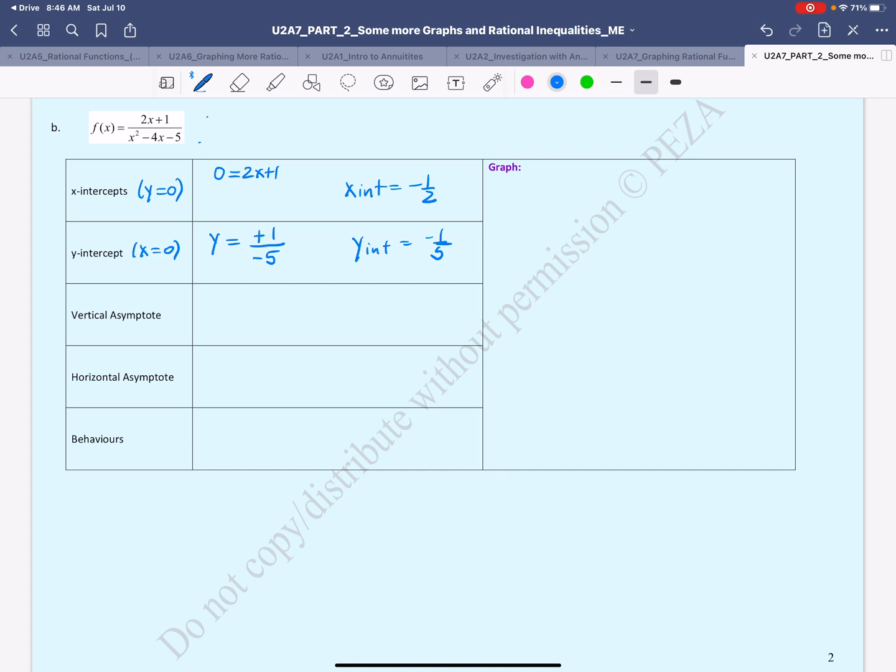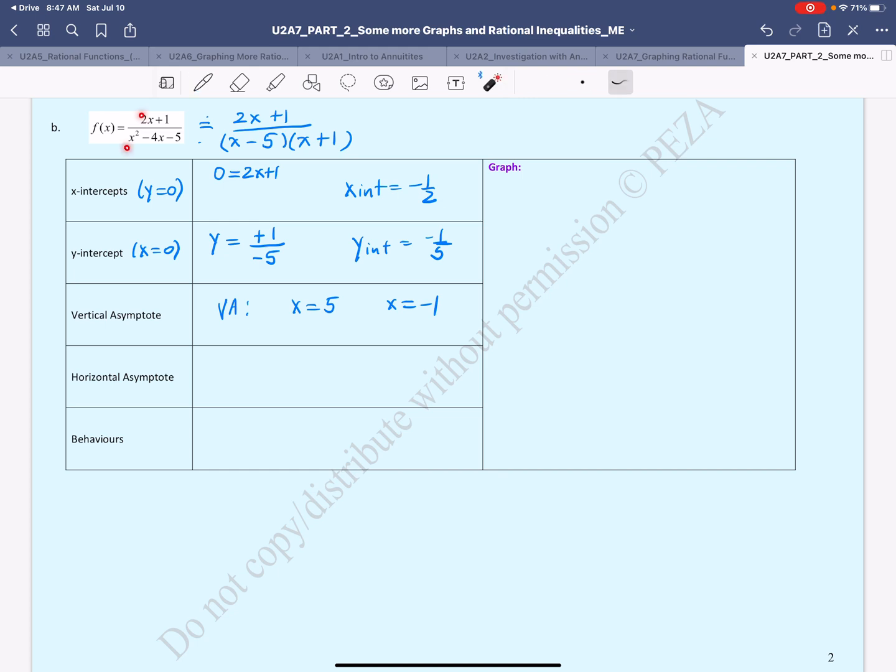Vertical asymptotes, we're going to need to find the restrictions for it, which means that we need the function in factored form, or at least the denominator. So the factored form of this denominator is (x - 5)(x + 1). That tells us that this function will have two vertical asymptotes, one at x equals 5 and one at x equals -1. Next is the horizontal asymptote.